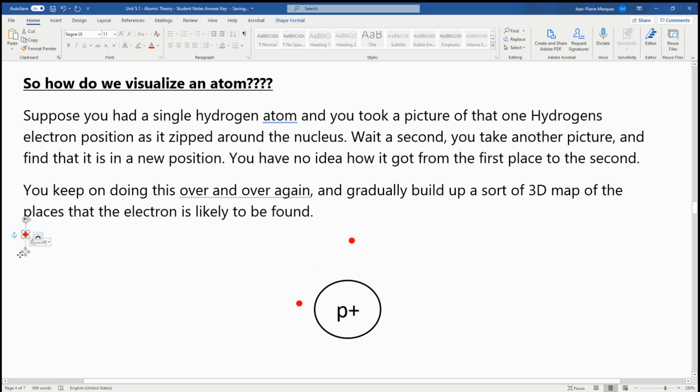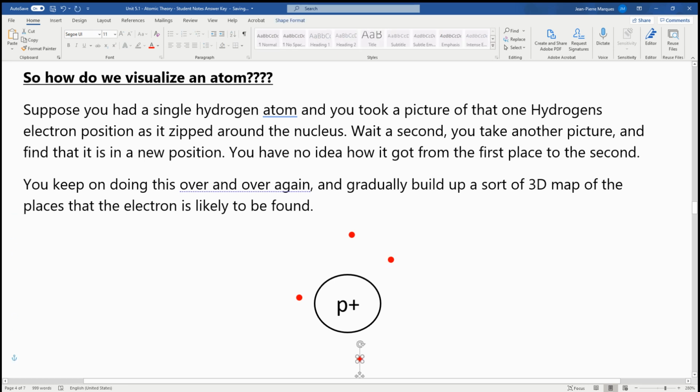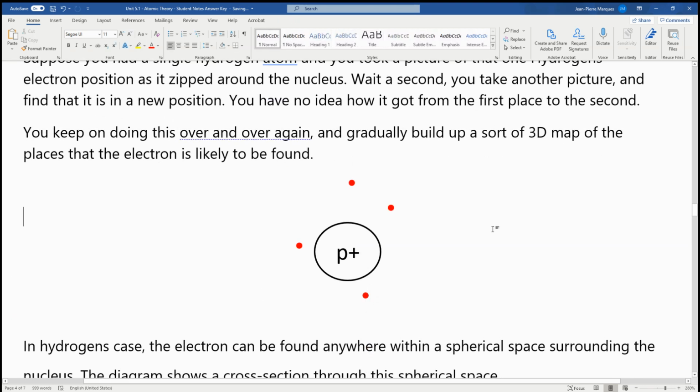Okay, I take another picture. Oh, there's the electron. I take another picture, and there's the electron. And I keep doing this, okay? I don't do this 5 times, I don't do this 10 times, I don't do this 100 times. I can do this a few thousand times, or however many I want to. But what happens is, after a while, you start to notice that a certain picture emerges around the nucleus.